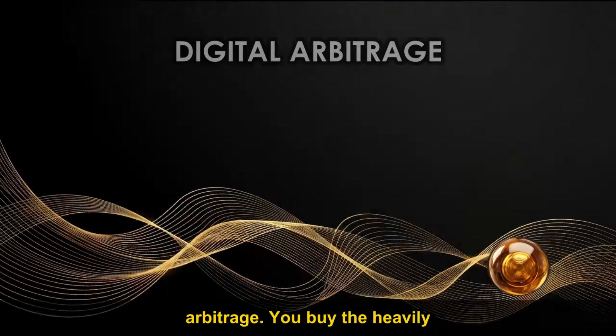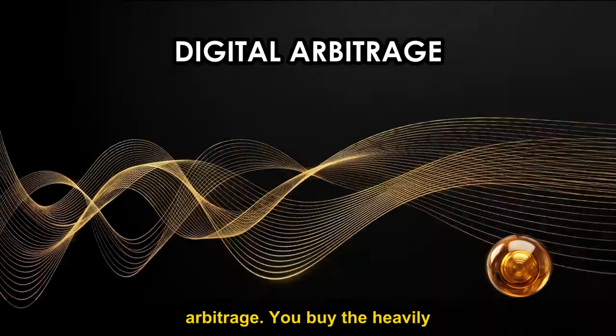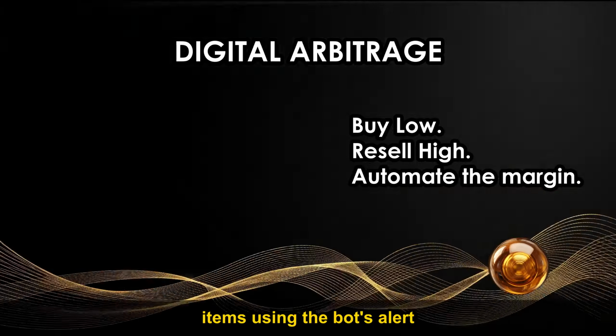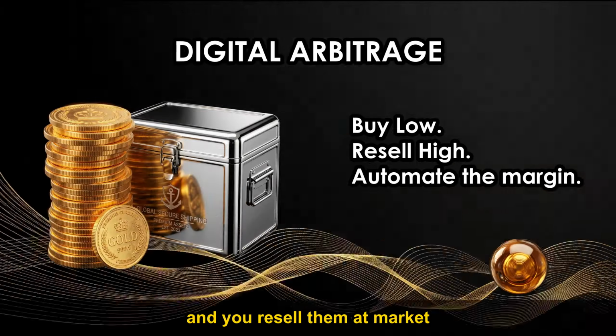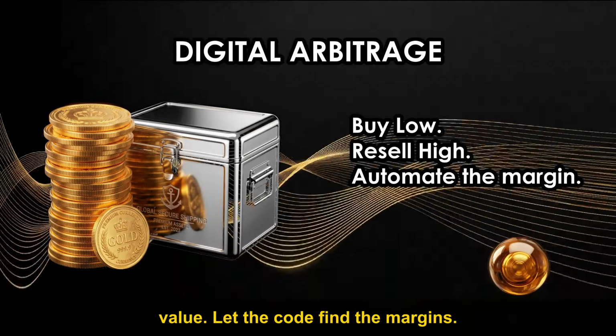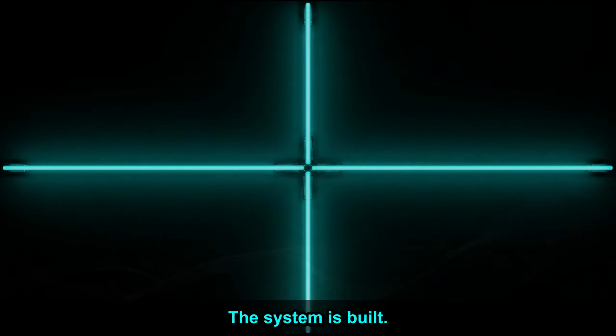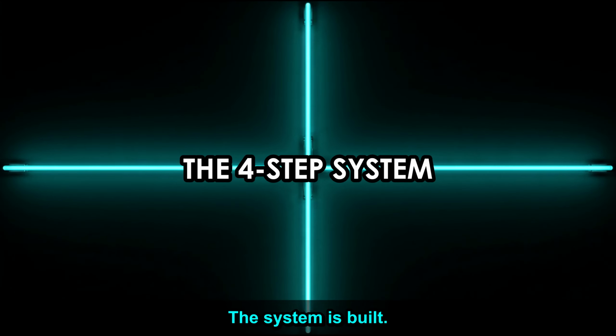This is digital arbitrage. You buy the heavily discounted tech or fashion items using the bot's alert, and you resell them at market value. Let the code find the margins. The system is built. The manual grind is over.